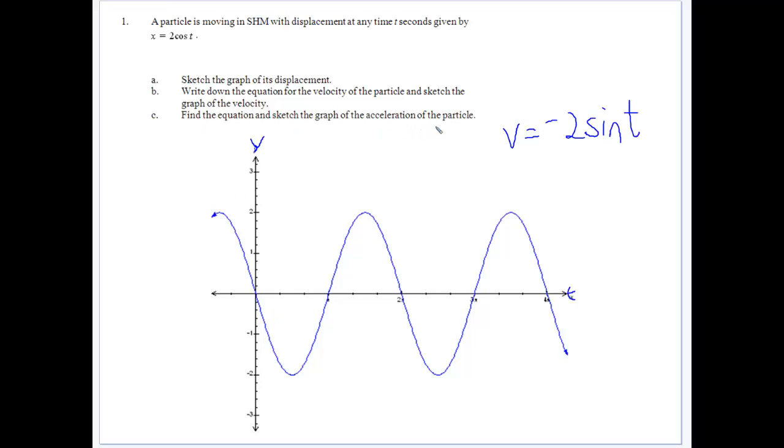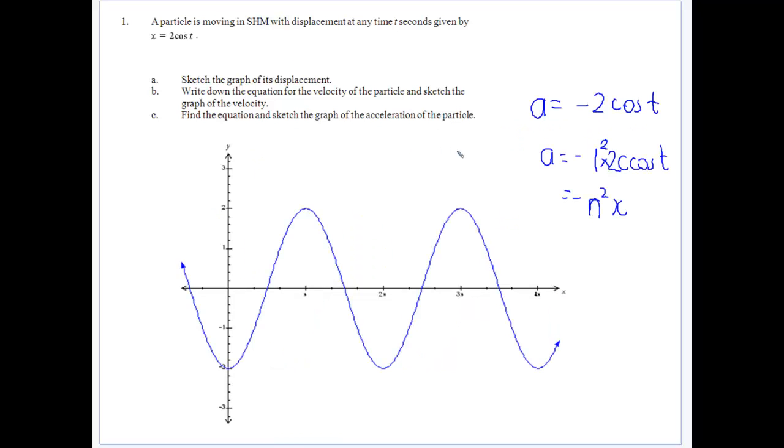Then C, find the equation and sketch the graph of the acceleration of the particle. So there's our acceleration. And so we've got minus 2 cos t. So what does that look like? Well, basically it's going to be the same as our position, because we can write it as minus 1 squared times 2 cos t, and n was 1 in this case, so it's in minus n squared x form, so it is in simple harmonic motion. Well, we were told it was, but there's our proof that it was, and that's what our curve starts to look like.